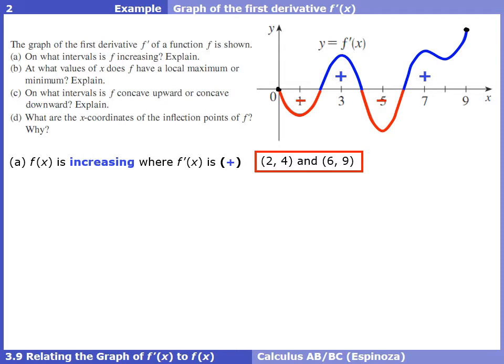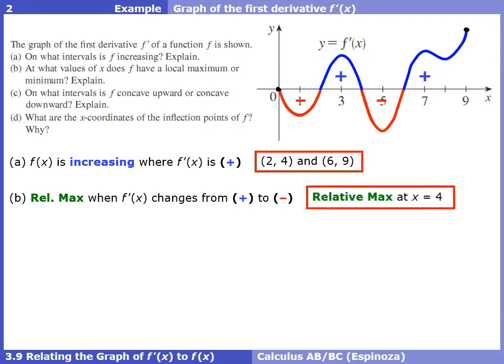Part B. We want to find any relative maximums or relative minimums. Like I said, I think the best thing to do is to justify first. We know relative maximums occur where the derivative changes from positives to negatives. At what x values does this graph change from a positive value to a negative value? We have one: at x equals 4, our graph goes from positives to negatives. And of course, we're reading left to right.